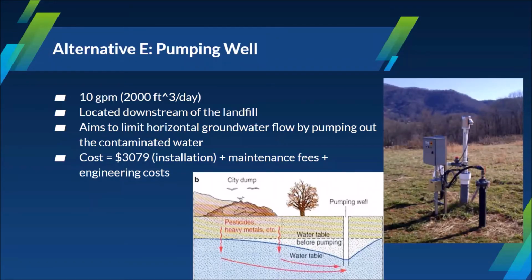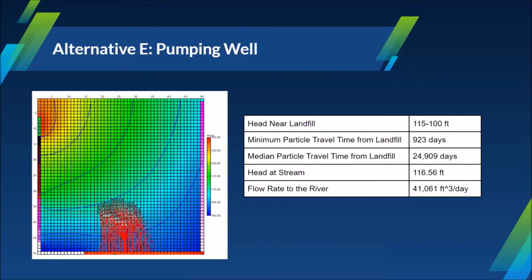Based on typical pumping well data, we installed a 2,000 cubic foot per day well downstream of the landfill to pump out contaminated water. This value is based off of a 10 GPM well, which seemed to be average. The cost is higher than the impermeable cap, and the lifetime is shorter, but something to note is that the pumping well would not be as effective at mitigating odor compared to the cap. It does provide some relief as it is pumping out contaminated water, but it may still be an issue for neighboring communities. On the next slide, we will explore why it is beneficial despite the higher cost and lower lifetime.